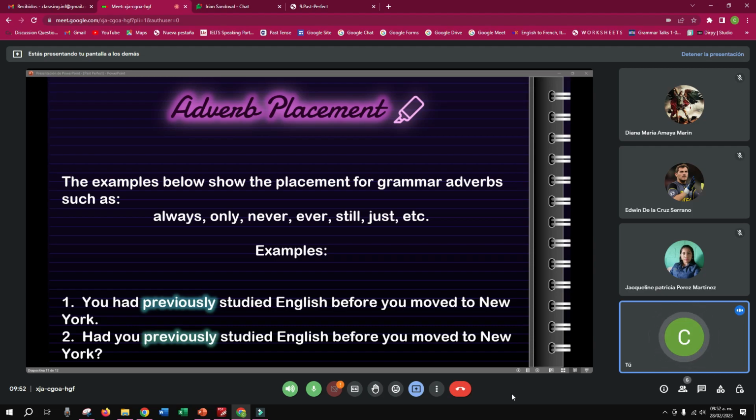Sometimes it will be hard for us to understand these kinds of structures because I guess we don't have the same structure in Spanish, right? But we can say almost the same translation in Spanish, like the one that you said, Diana. That will be almost similar, right?